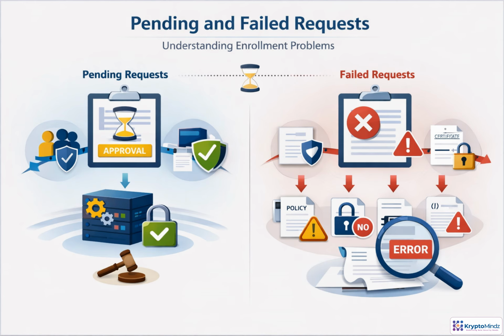Pending requests are still alive. The CA just hasn't made a decision yet. Typically, a template or policy requires manual approval, extra identity verification, or another system to complete processing. Failed requests, on the other hand, are effectively dead and won't issue without changes. Something violated policy, permissions, the chosen template, or the request format. As an admin, always read the failed request details. They're your best clues to fix misconfigurations and prevent repeat enrollment problems.